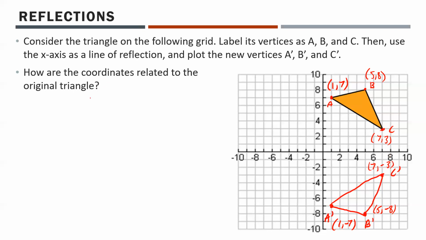So how are the coordinates related to the original triangle? Well, the answer to that is the y value is multiplied by -1. So all you did was multiply the y value by -1. Your x value, on the other hand, just stayed the same. All right, so that was a flip across the x-axis. So we're flipping vertically across our x-axis. We just multiplied our y value by -1.